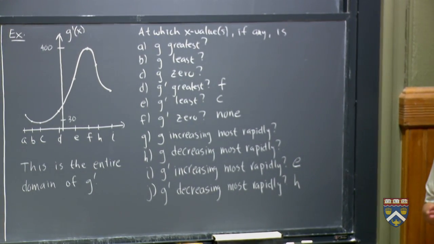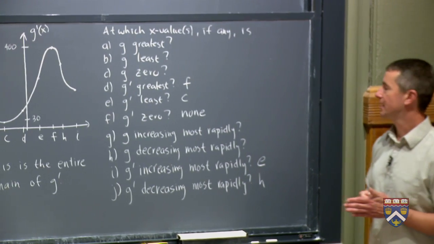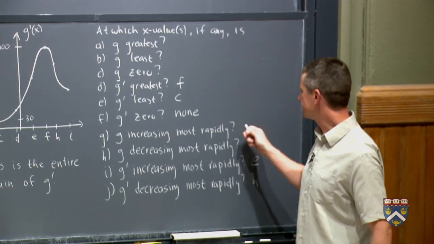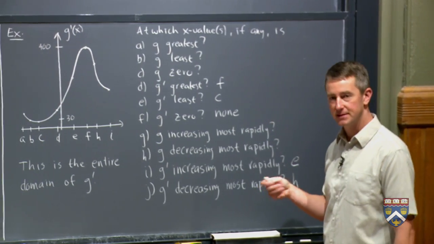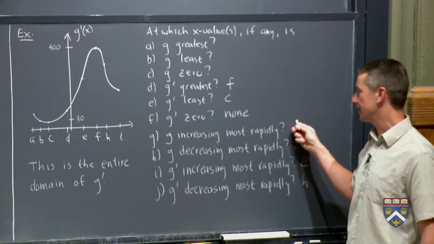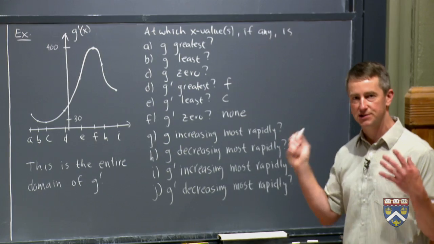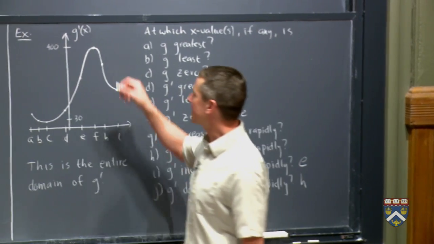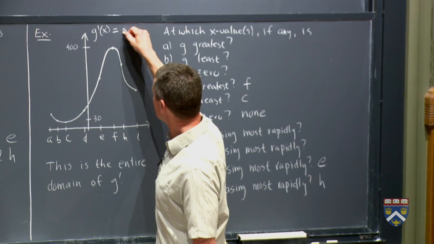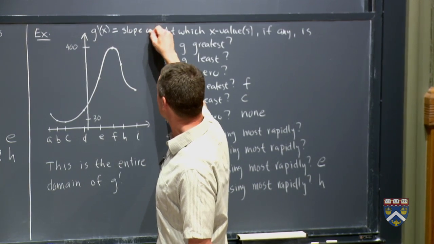All right. Let's move on to the ones about G. Where is G increasing most rapidly? So if you think about this as being, if you had a graph of G, you would want to look for where the slope of G was most positive. But G prime is the slope of G, right?